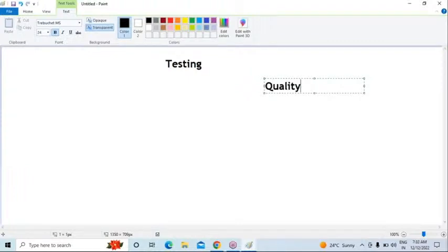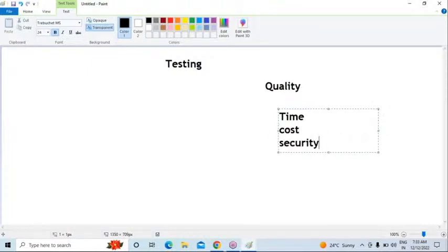So, basically, what is meant by quality? Quality is nothing but meeting the customer requirements the first time and every time, in terms of time, cost, and security. So, in simple words, we can define this: quality is nothing but customer satisfaction.